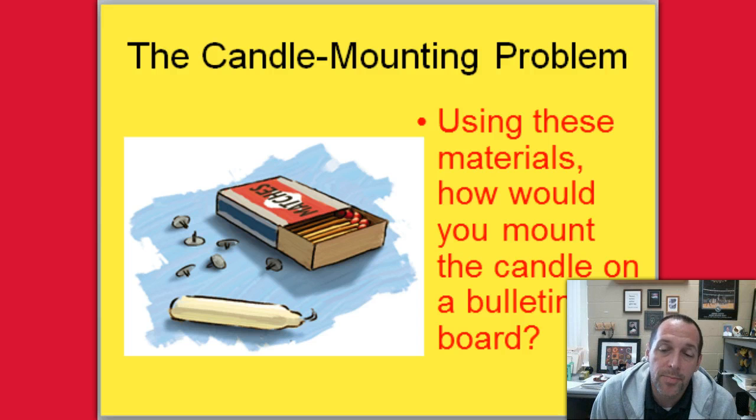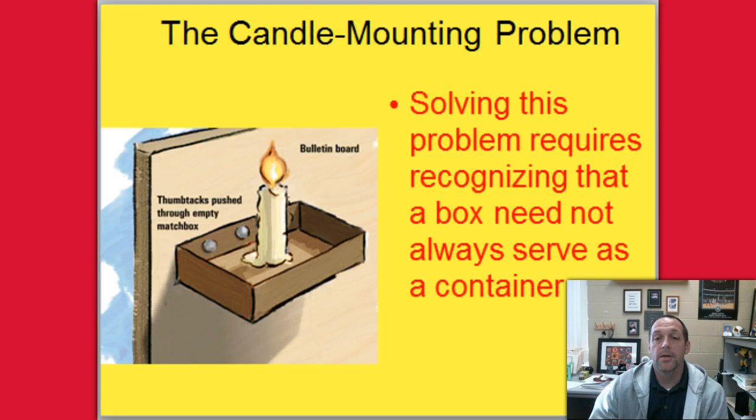But if you're dealing with functional fixedness, you're stuck with, in this case, the matchbox can only hold matches. And if you can think differently and approach it differently, you could see, hey, maybe the matchbox can hold something besides matches. And that's where you would end up with this solution, okay?